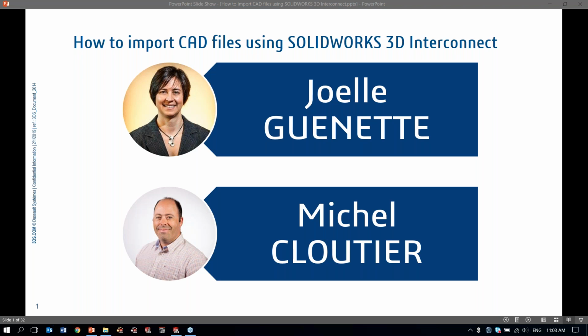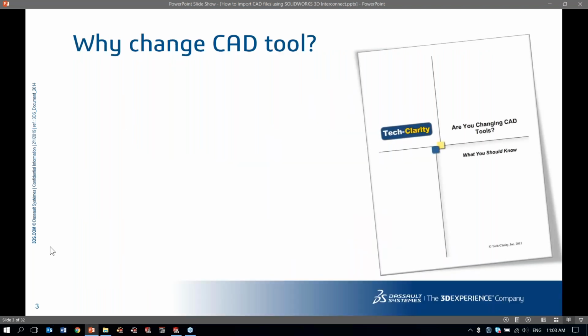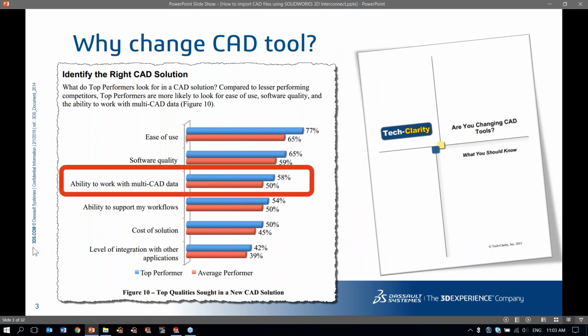All right. Our topic today is about working with other files, and we're addressing this because it's a main concern for our users and our potential new users. It has been indicated that one of the reasons people change CAD tools, and one of the important features they look for in a tool, is the ability to work with multi-CAD data. As you see, it comes up third among the reasons for changing, or things people look for in their CAD tools.